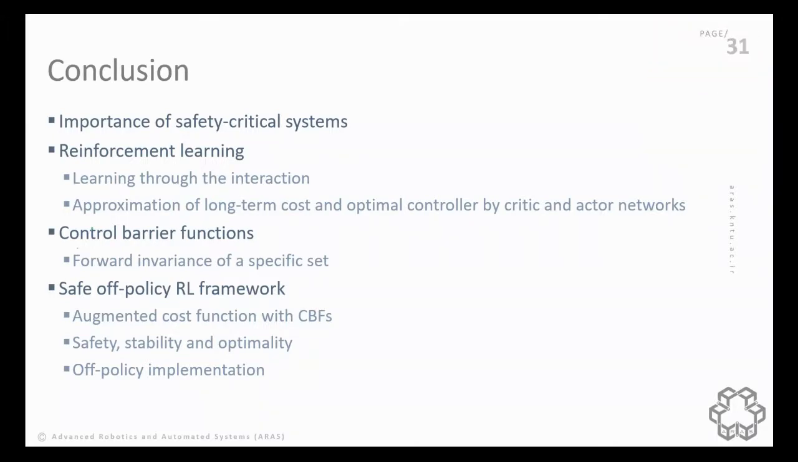And then finally, we integrated these two methods in a safe policy framework. We augmented the cost function with the barrier function. And then we investigated the safety, stability, and optimality of the system. And finally, it was implemented using an off-policy algorithm.